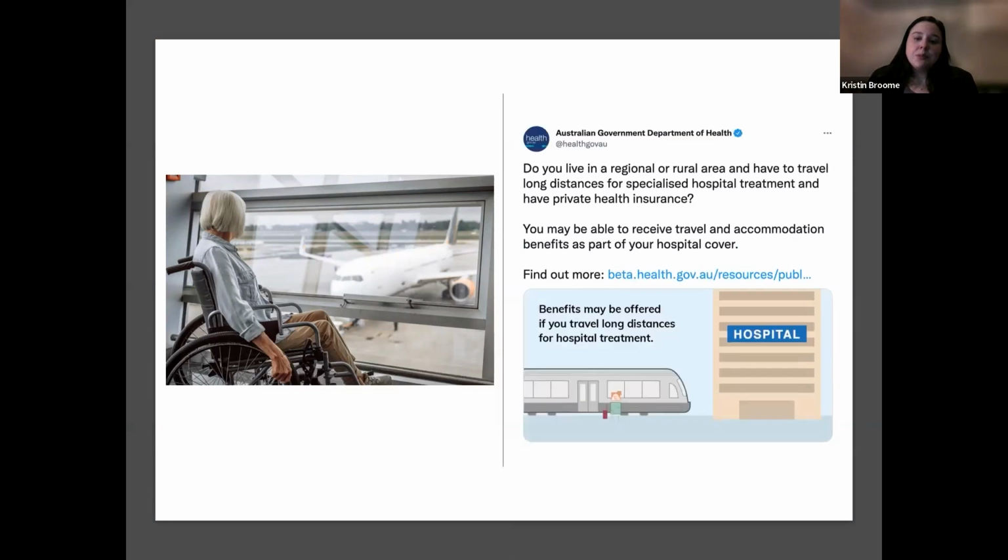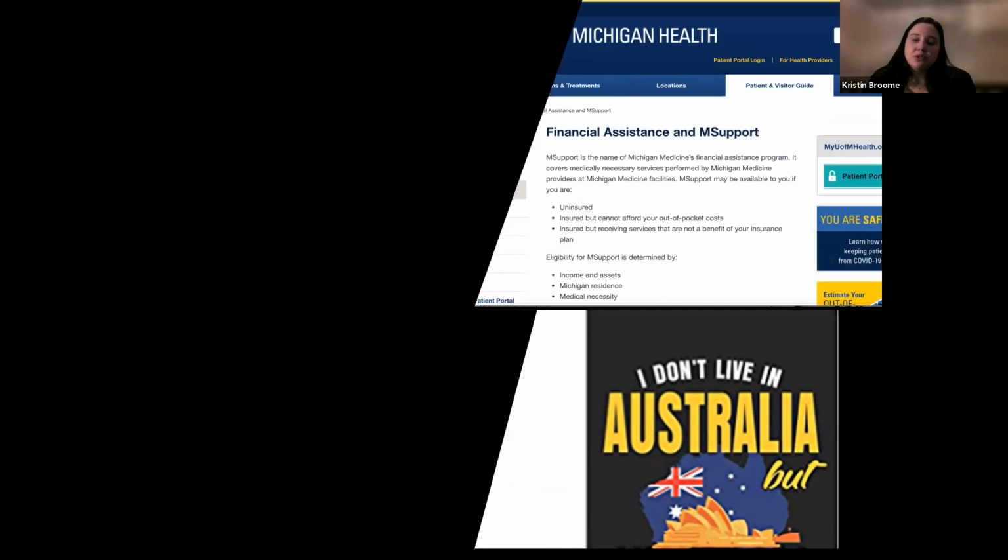And we pulled this tweet from the Australian government, and it explains available support options for those patients in Australia that have limited access to care based on their geographical location. So it's a great resource, but we don't live in Australia. However, we do have great resources available to us here at Michigan Medicine.